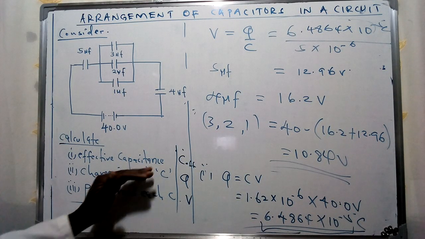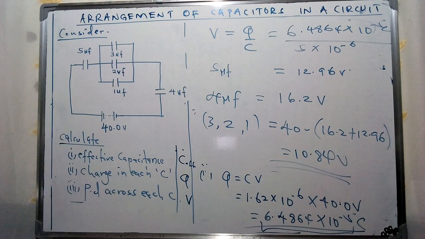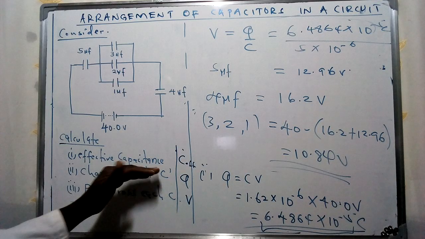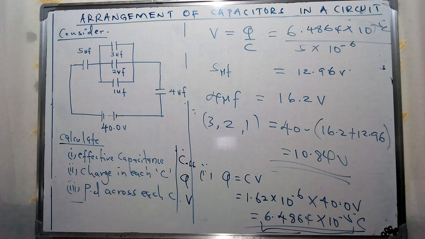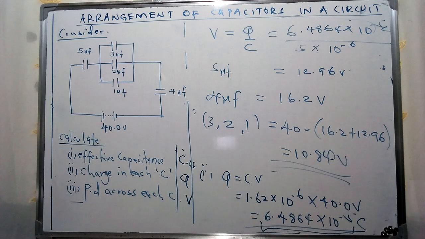So I hope this has been a comprehensive way of analyzing the concept of arrangement of capacitors in a circuit. And that forms an overall set of this specific arrangement of capacitors. Our next discussion is going to look at the concept of resistors, and that's going to form another concept under electricity and magnetism.